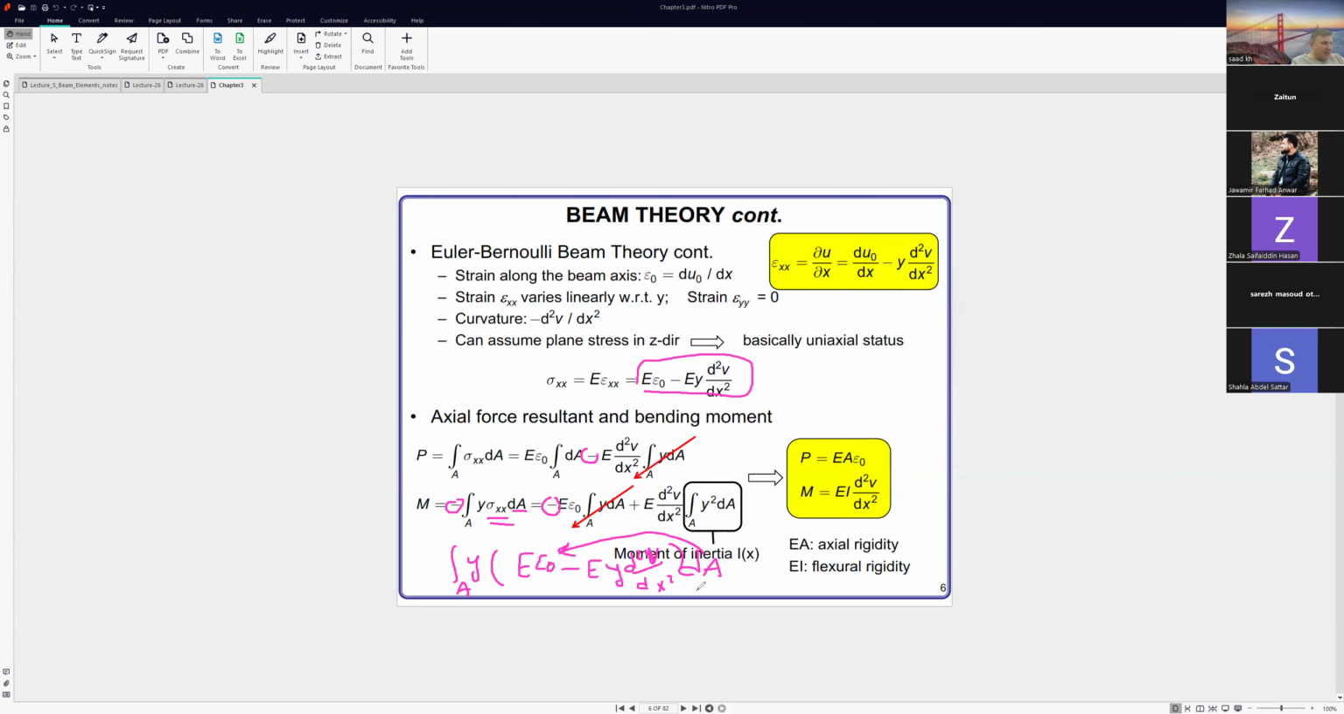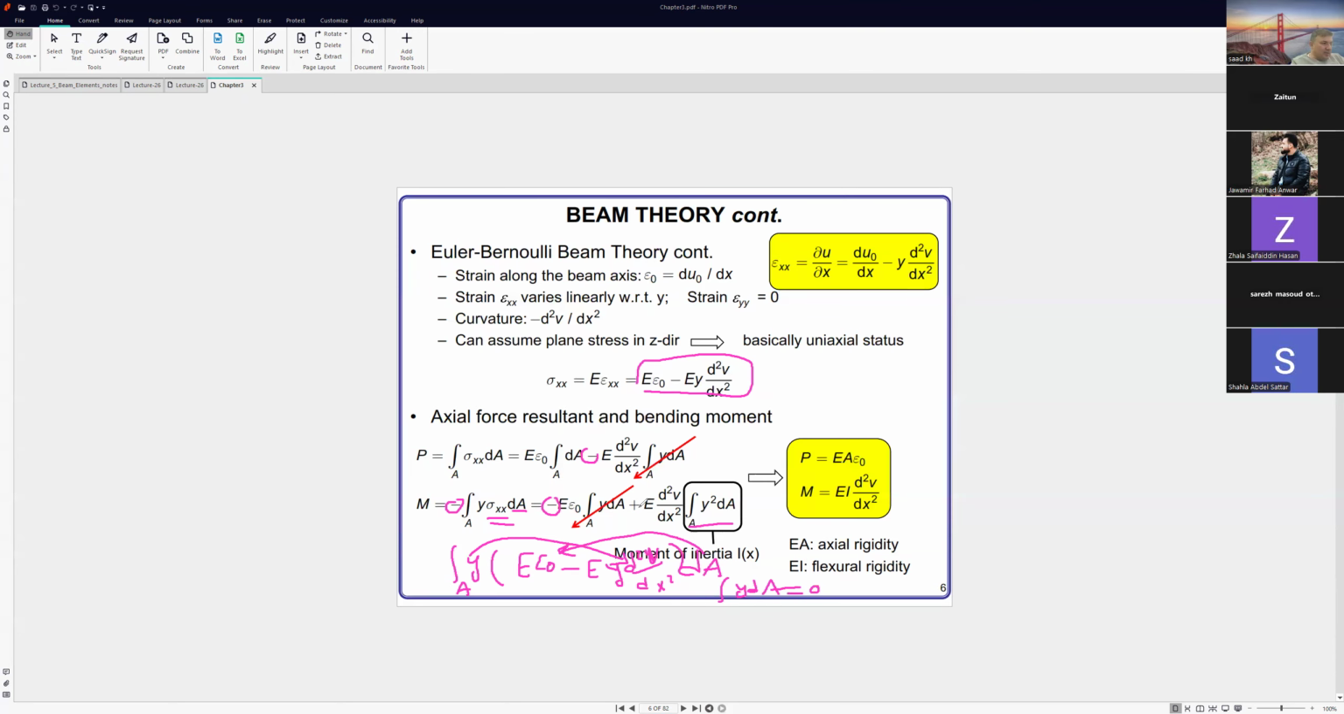So what is the meaning of integration of y dA? It is equal to 0. We don't have any change in this one. After making y times y, it will be y squared. So what is the integration of y squared dA? It is the moment of inertia. This is important. It is moment of inertia, okay?